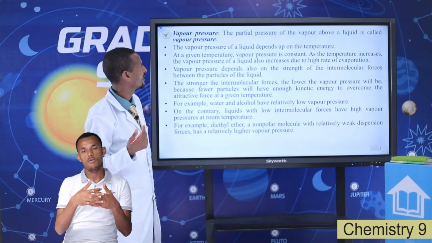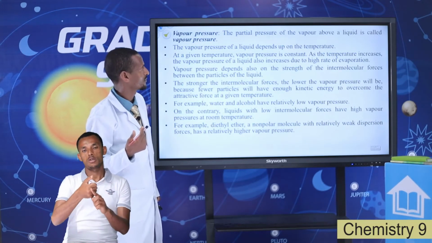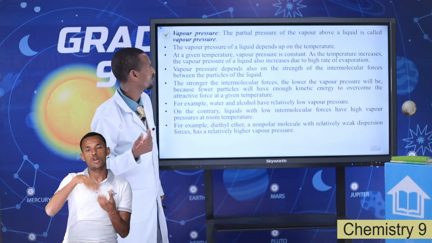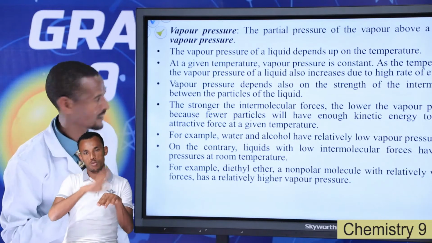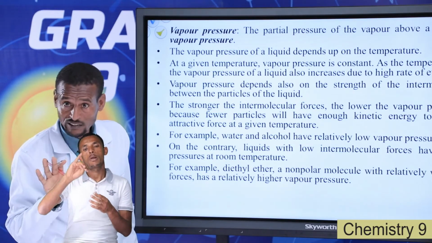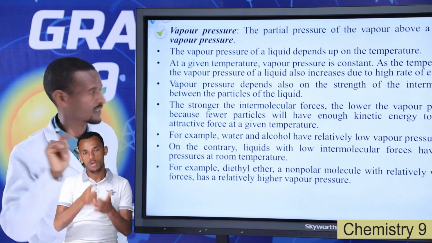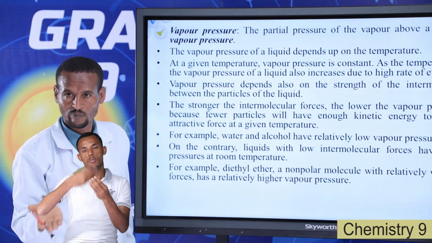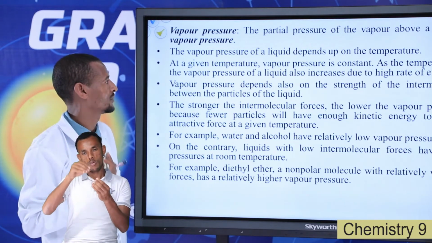Vapor pressure is the partial pressure of the vapor above a liquid. Okay, the vapor pressure of a liquid depends on temperature. At a given temperature, vapor pressure is constant. Okay, it is constant. As the temperature increases, the vapor pressure of a liquid also increases, which is a direct relationship.